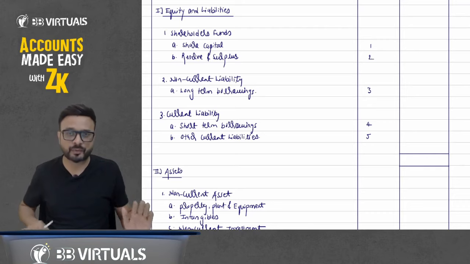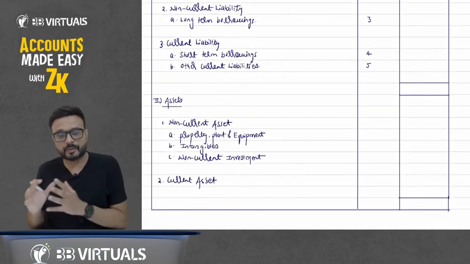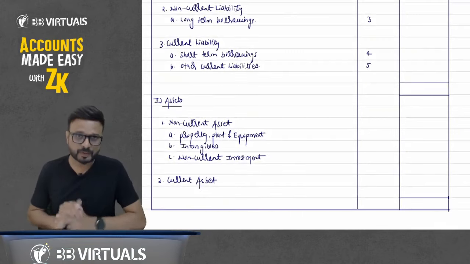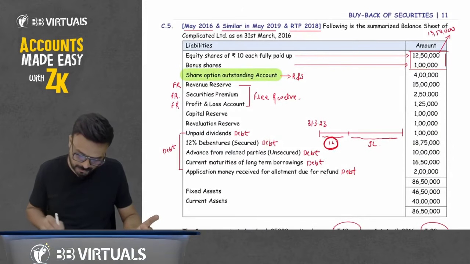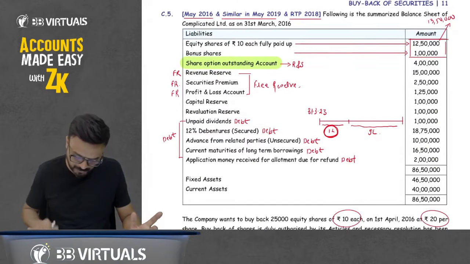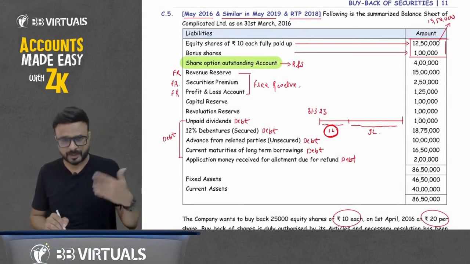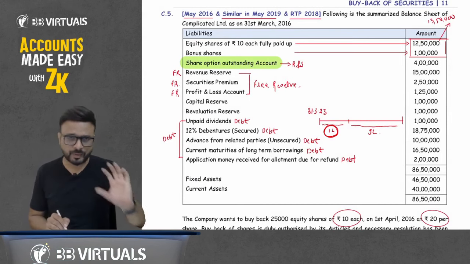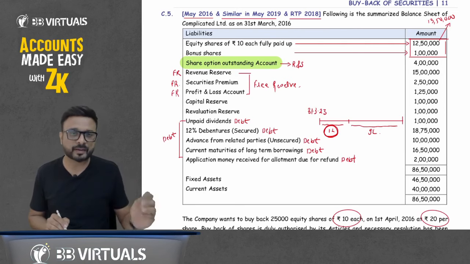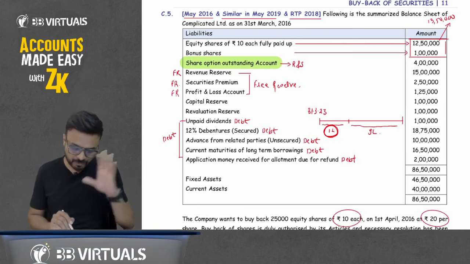So note 1, 2, 3, 4, 5. There is no need to prepare a notes to account on property, plant and equipment, because only the one item is given here. Here they have used the word fixed asset. Now as per the schedule 3, as per the accounting standard 10 also, we use the word property, plant and equipment. That's why I've written property, plant and equipment. Okay, so one by one.